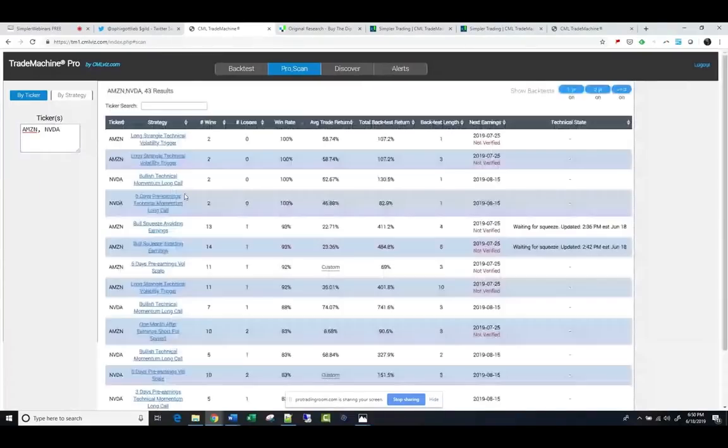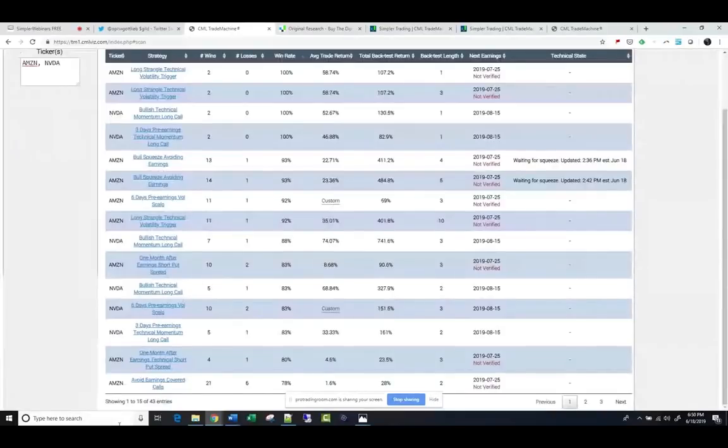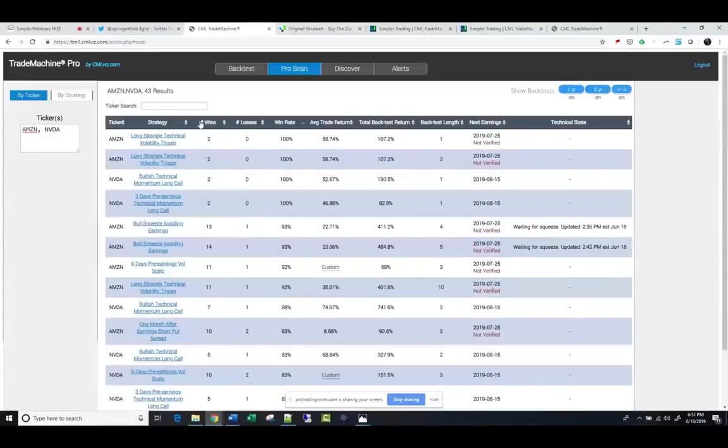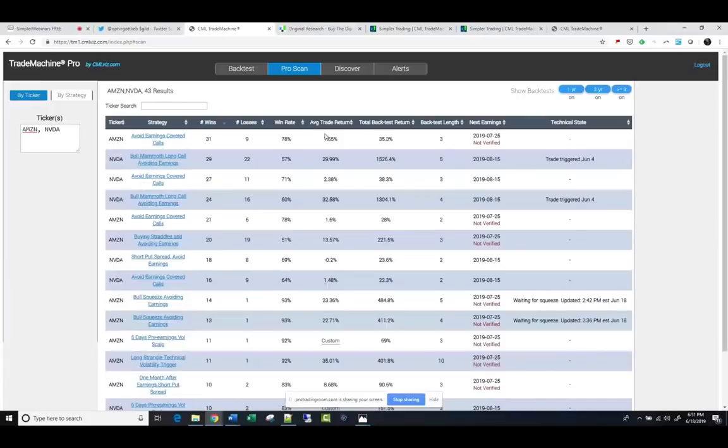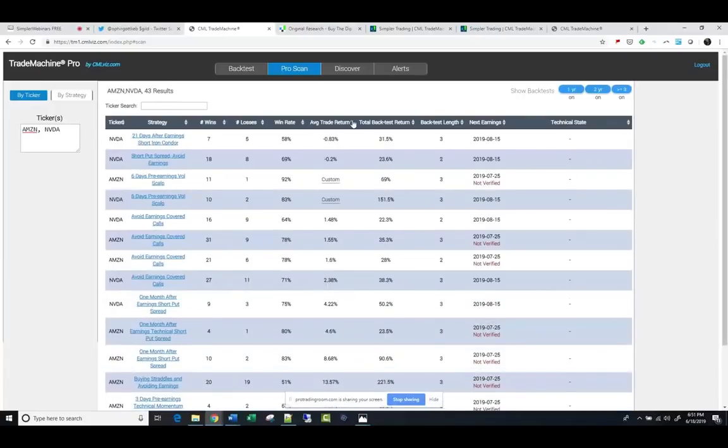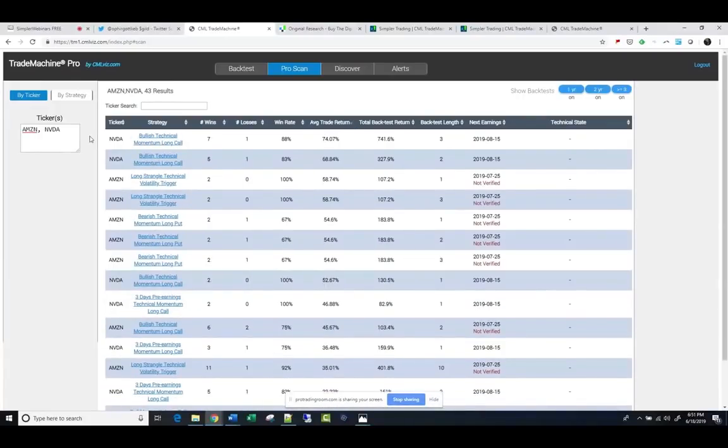Okay. It just ran every scan on those stocks, 43 scans. Now you can sort by wins, or actually Danielle has a really good way of doing it. She sorts by the average trade return. So what works best? All of the strategies we scan for these 2 stocks, what works best? It's the bullish burst for NVIDIA, right? For Amazon, it's the long strangle. It's that volatility trigger I told you guys about. That's an awesome trigger, an awesome scan.